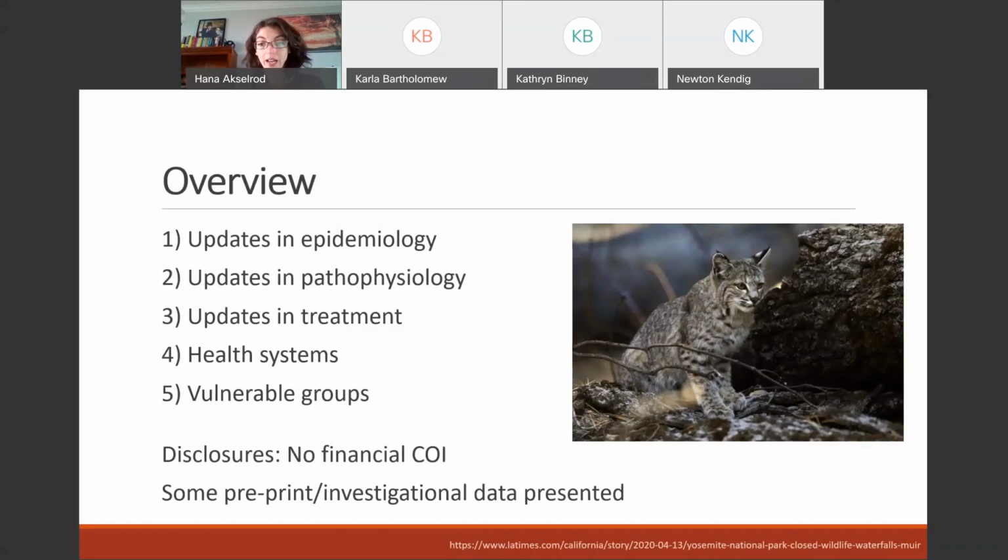And I am sharing this photo of a bobcat from Yosemite National Park, where I was previously planning to be camping later this month. However, due to the COVID-19 related shutdown, nobody is camping in the park, and the rangers have been posting pictures of the wildlife enjoying their human-free space. This is the only part of this presentation that focuses on animal health. The rest of today will be about humans.